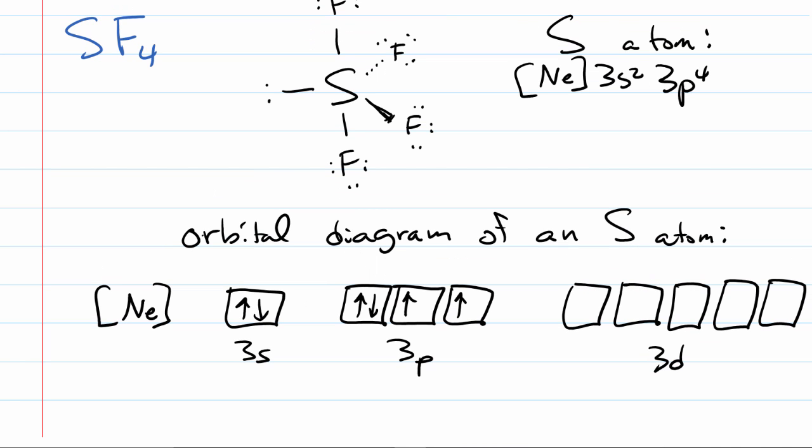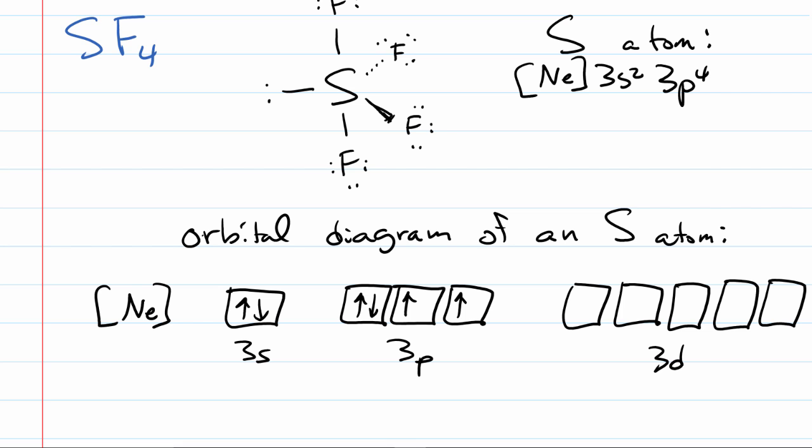Now to figure out how many orbitals hybridize, you need to go back and count the total number of electron groups around the central atom. So how many groups do we have here around the central sulfur? How many electron groups altogether? 5. There's 5. Remember, this counts as 1, so this is 1, 2, 3, 4, 5. So if we have 5 groups around the central atom, that tells us we're going to have to hybridize a total of 5 orbitals.